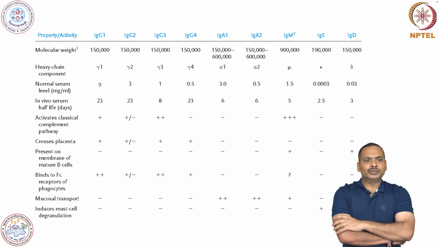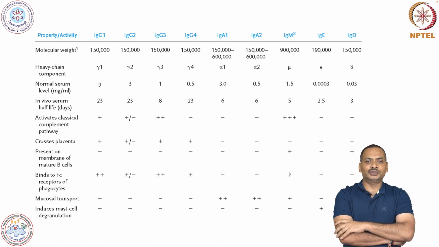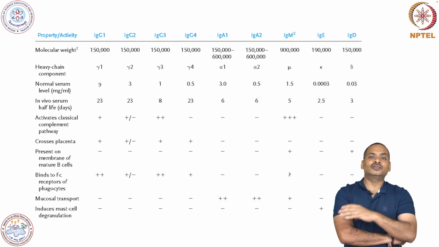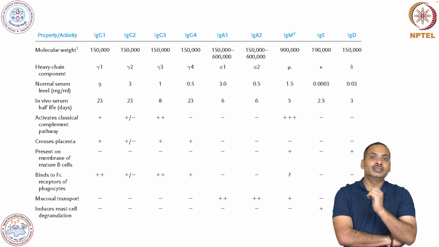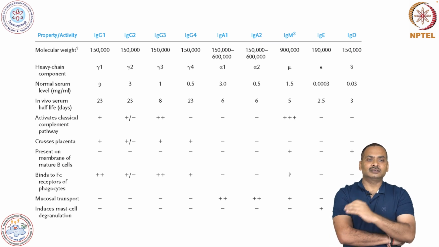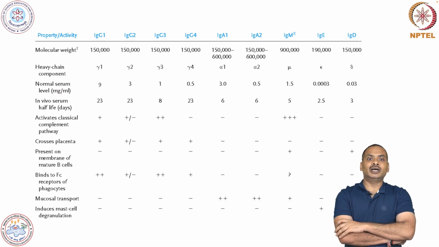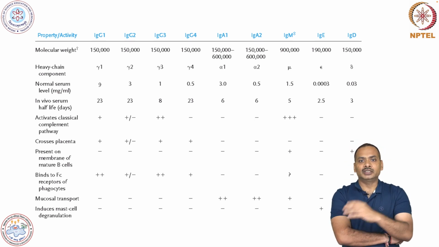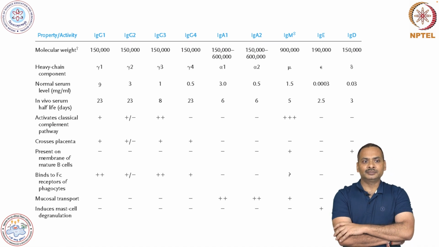And in vivo serum half-life, so all immunoglobulins have some half-life, and if you see very carefully, the subclasses of IgG have the highest half-life in the serum. That is IgG1, IgG2 and IgG4. The half-life is about 23 days.